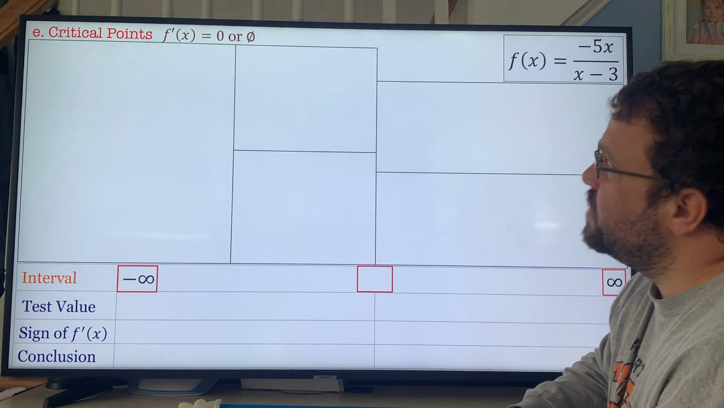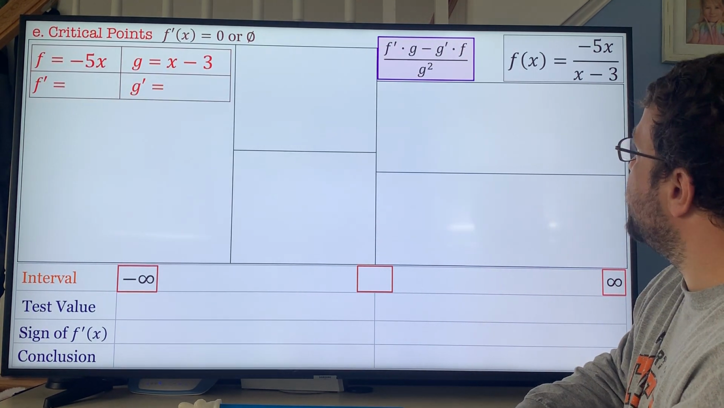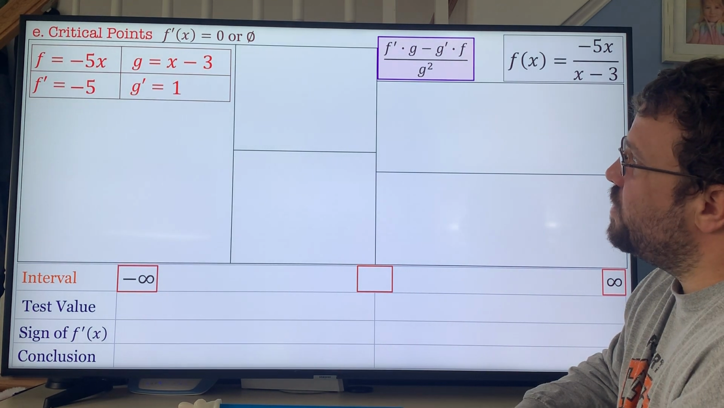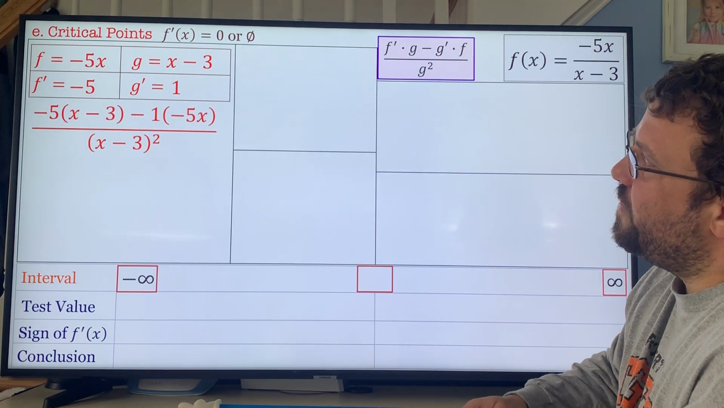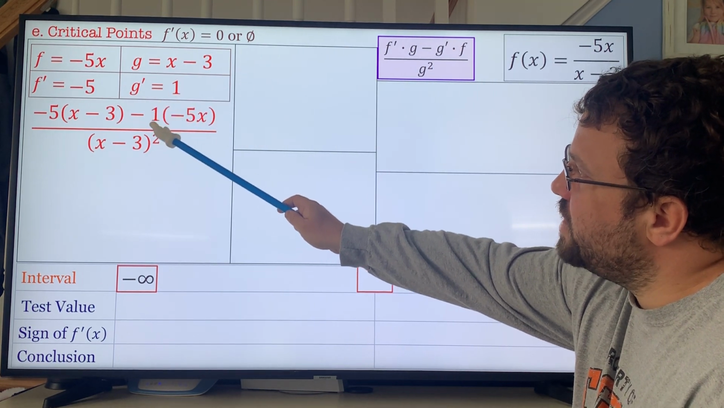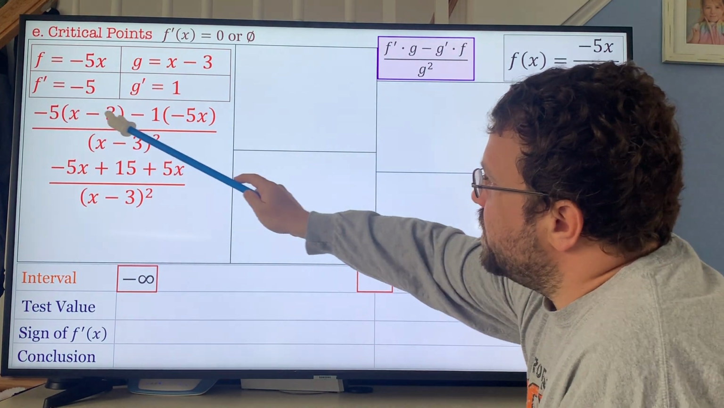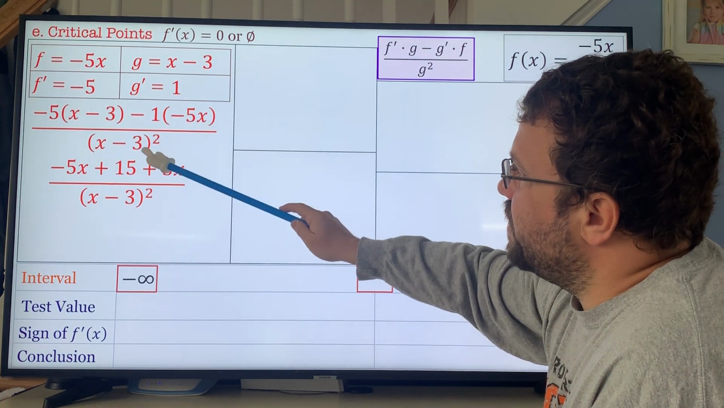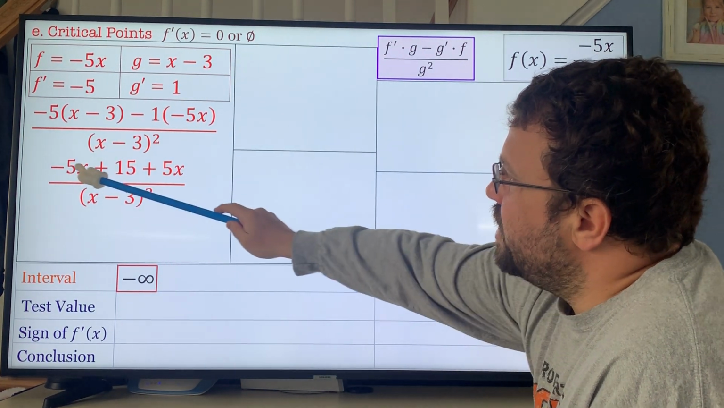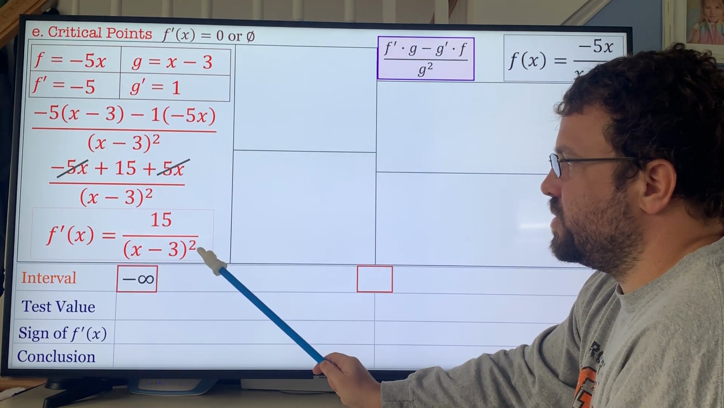Critical points. The first thing you do is you derive that. F is negative 5, g is x minus 3. F prime is negative 5, g prime is 1. Negative 5 times g, x minus 3, minus 1 times negative 5x. So you get negative 5x plus 15 plus 5x over g squared. The negative 5x and 5x cancel out. You're left with 15 over x minus 3 squared.